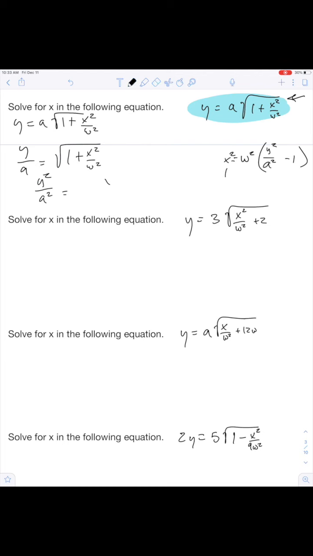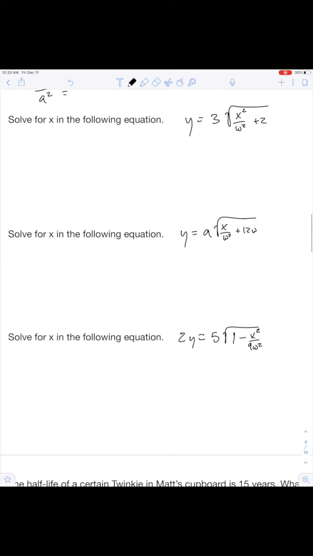We have to take the square root. Because that's x squared, we have to take the square root. So we have x equals the square root of w squared times y squared over a squared minus 1. You can, of course, take the w out. So just put the w there because it was w squared inside the square root. So that's it. Let's try another one.